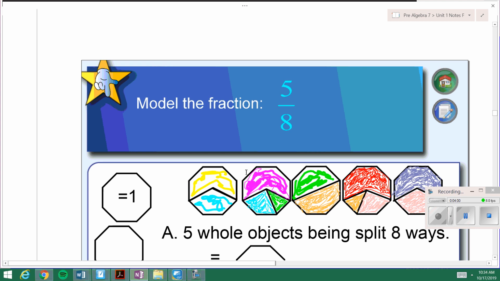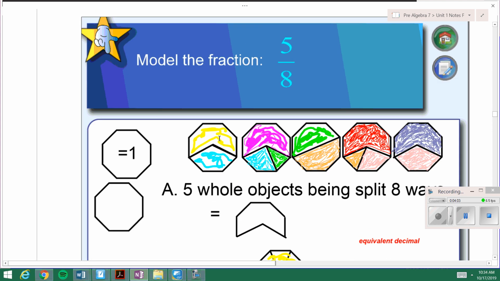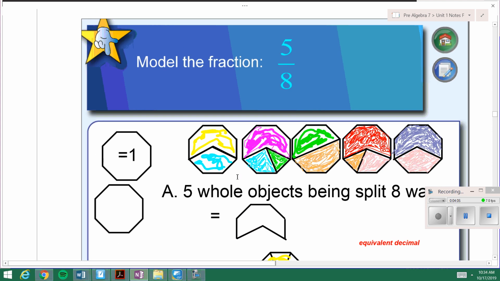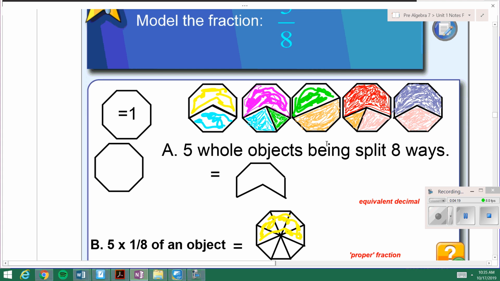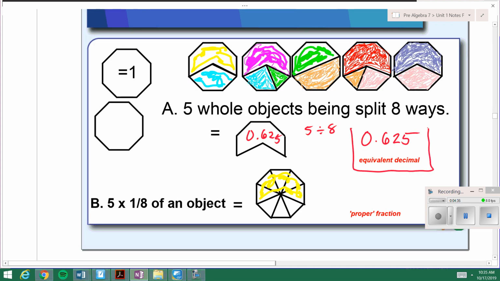Okay? What about 5/8? Well, you could say, okay, I've got 5 whole pizzas being split amongst 8 people. So I've got 5 whole objects being split 8 ways, and I've got these wonky colors. And you see that each person, if designated by a color, does not quite get one whole pizza. They are getting a little over half of a pizza, and that portion of a pizza would be 0.625. That's what 5 divided by 8 is. Each person would get 0.625 of a pizza, or 62.5% of a pizza, if you want to think about it in terms of percentages. Okay?